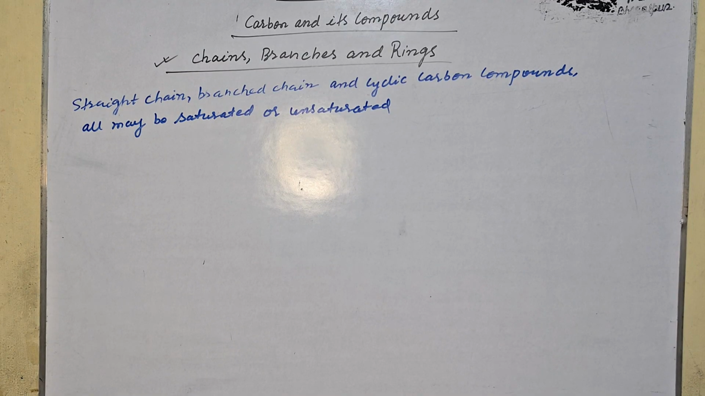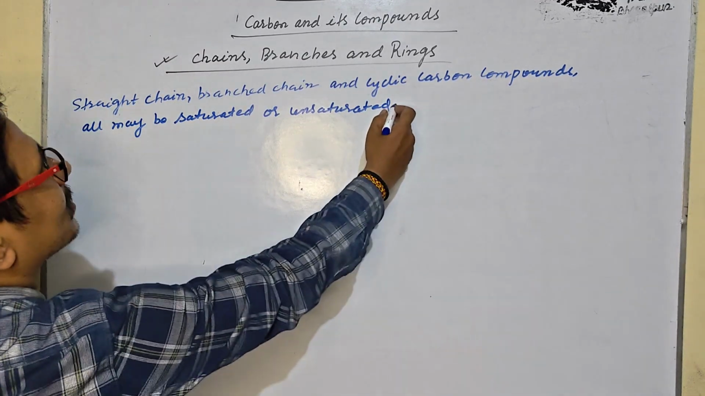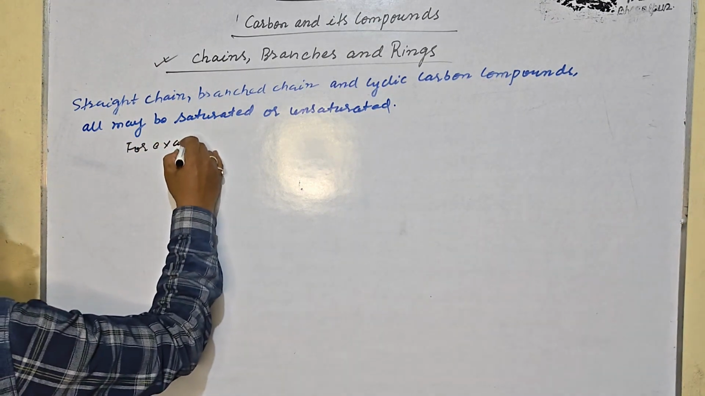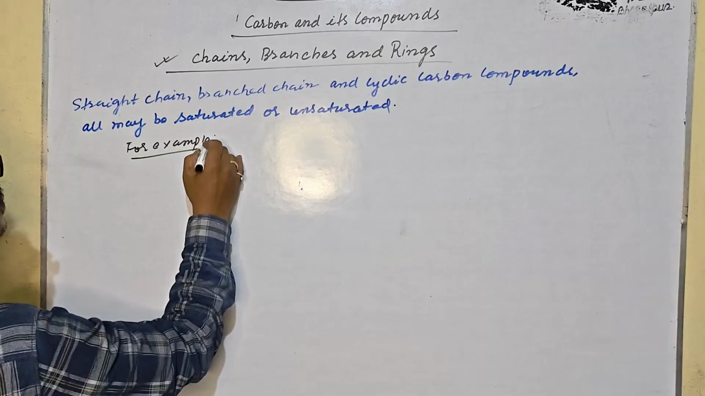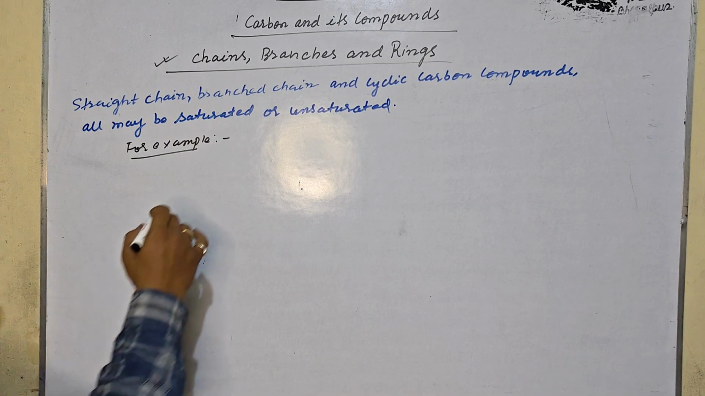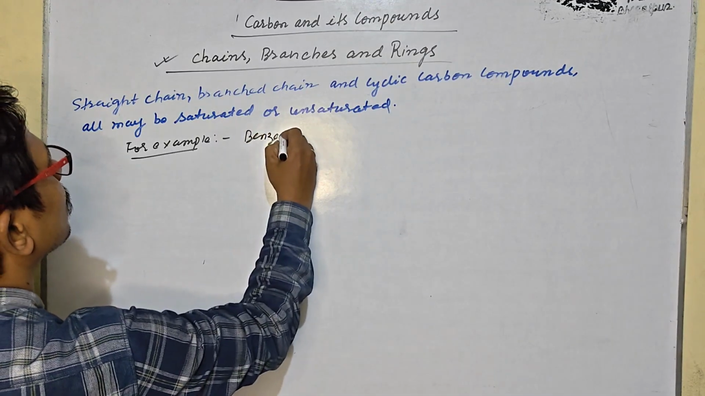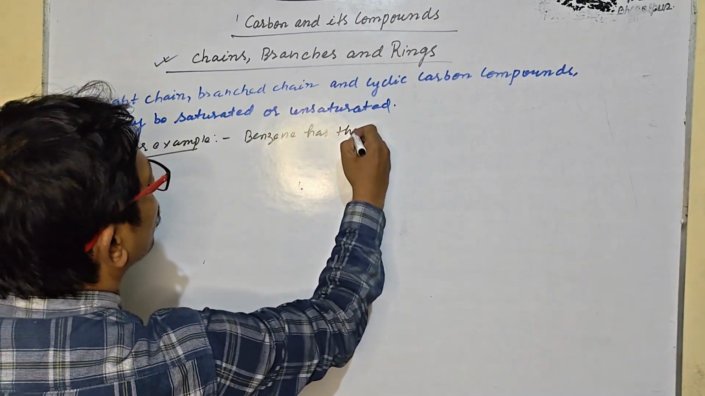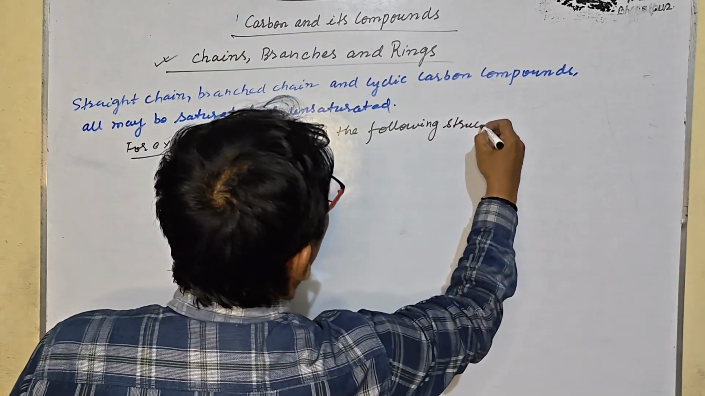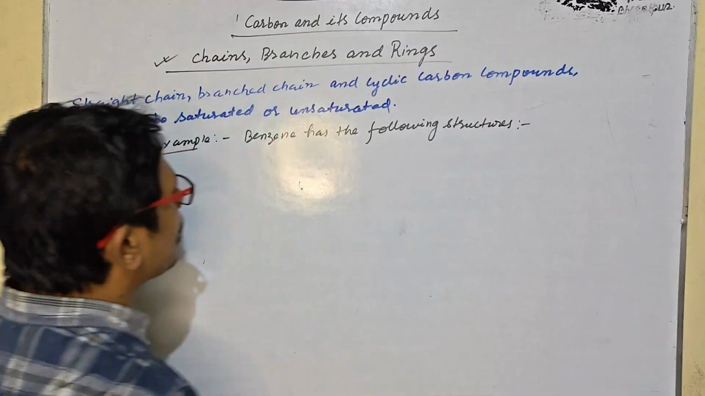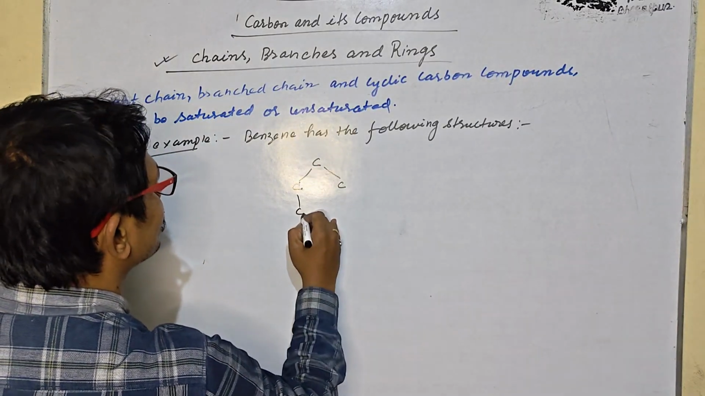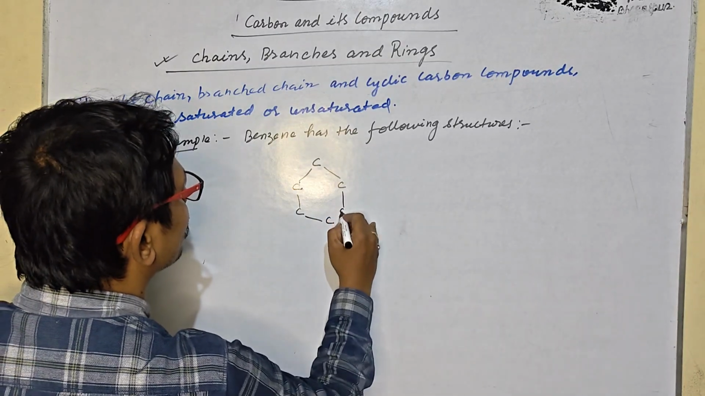Just take an example of how they may be saturated or unsaturated. For example, benzene. Benzene has the following structure like this. So the formula of benzene is like this, and you can just see this branch chain.